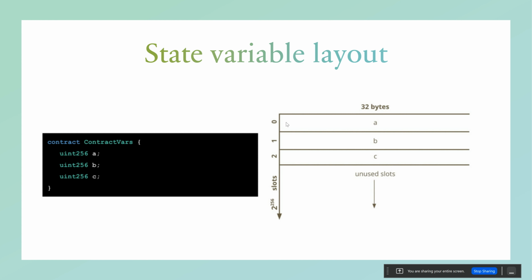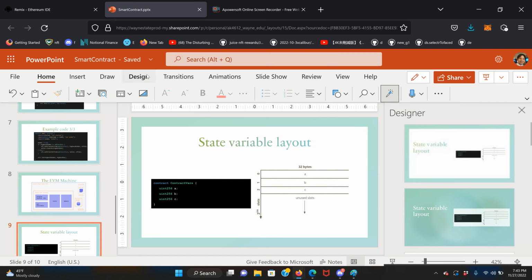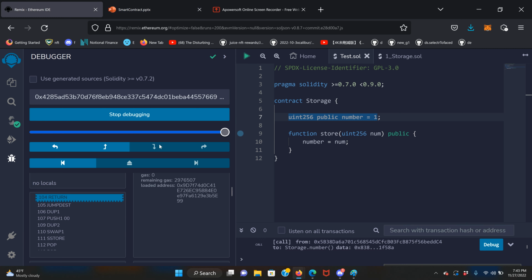And by the way, you can have as many as 2 to the 256 slots available for each smart contract, which is very much sufficient for practical purposes. And keep in mind, every smart contract has independent storage. So all the state variables are independent from each other. So let's go to Remix and look at it.